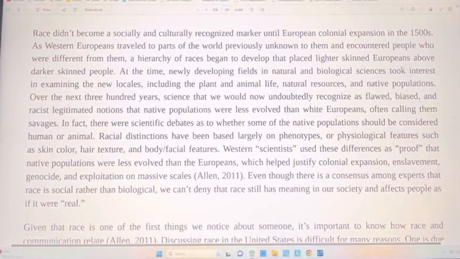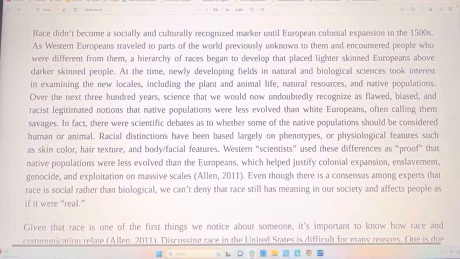Race didn't become a socially and culturally recognized marker until European colonial expansion in the 1500s. As Western Europeans traveled to parts of the world previously unknown to them and encountered people who were different from them, a hierarchy of races began to develop that placed lighter-skinned Europeans above darker-skinned people. At the time, newly developing fields in natural and biological sciences took interest in examining the new locales, including the plant and animal life, natural resources, and native populations.